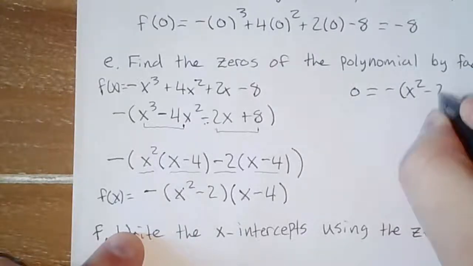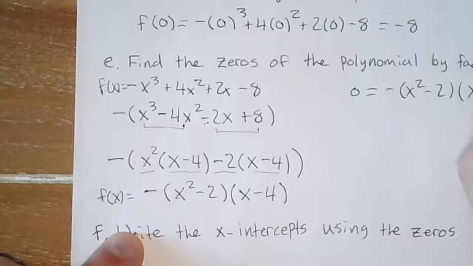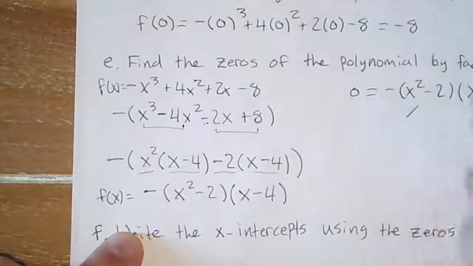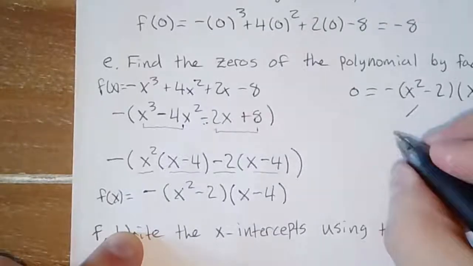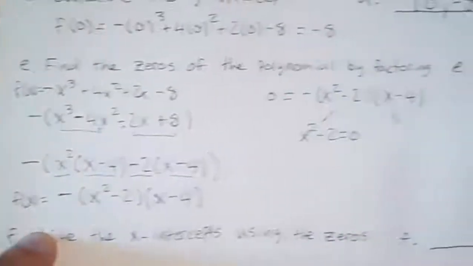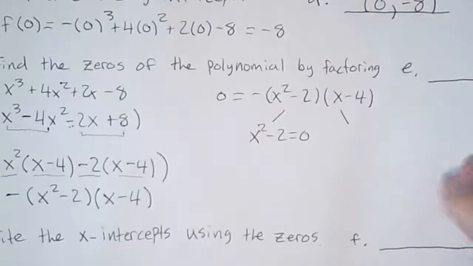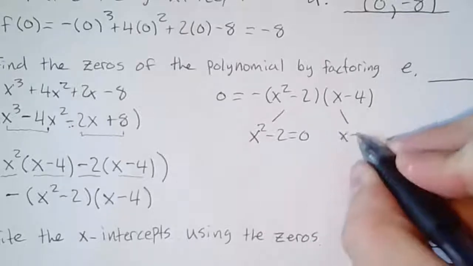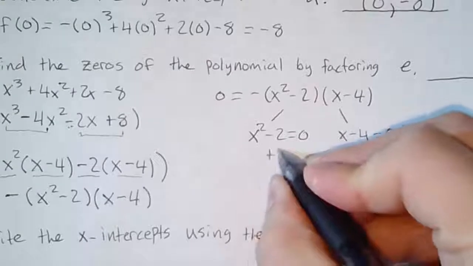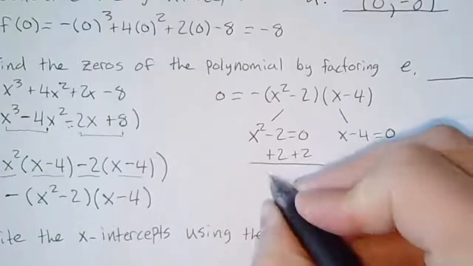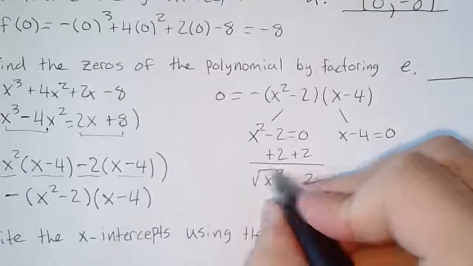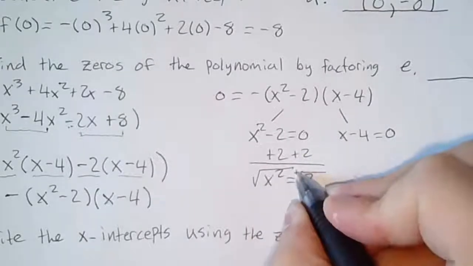So I'm going to say x squared minus 2 equals 0, and x minus 4 equals 0. I'm going to do a little bit of algebra here on the left. I can add 2 to both sides. I get x squared equals positive 2. I can take the square root of both sides, which gives me plus or minus out front. It tells me that x equals plus or minus the square root of 2. So I have two zeros here. On the right, I can add 4 to both sides, which gives me x equals 4.